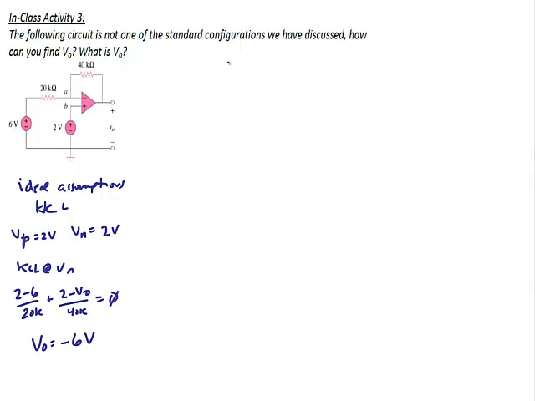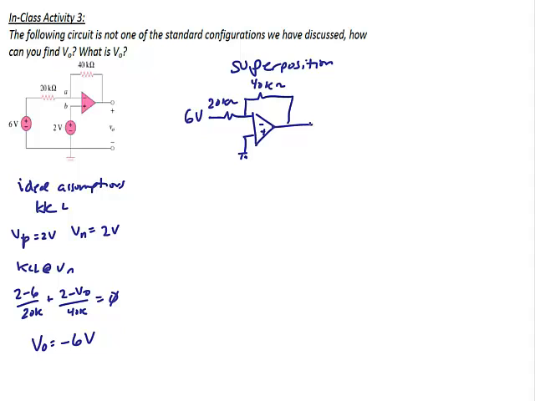Our other alternative is to do superposition. To do superposition, you turn each of the inputs on one at a time. So let's say I turn the 6 volts on first. I'll have 6 volts. The positive terminal is grounded. My feedback resistor is still 40 kilo ohms. My input resistor is still 20 kilo ohms. And this is VO prime. What type of op amp is that? The voltage is tied to the negative terminal. The positive is tied to ground. That's an inverting amplifier.